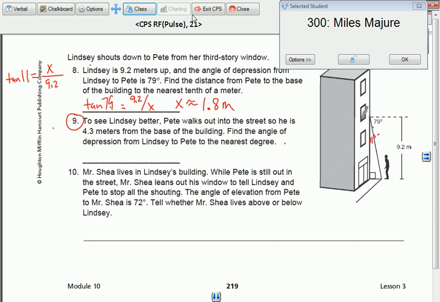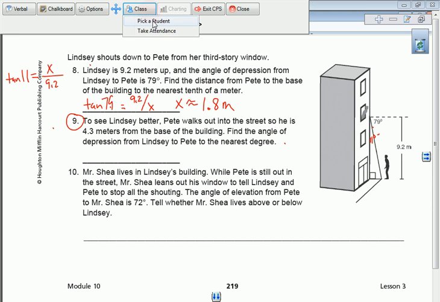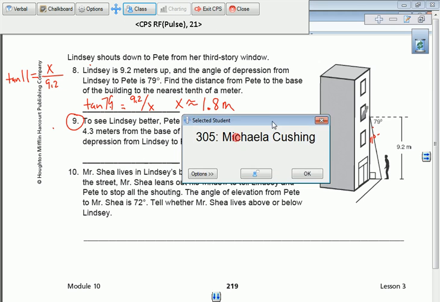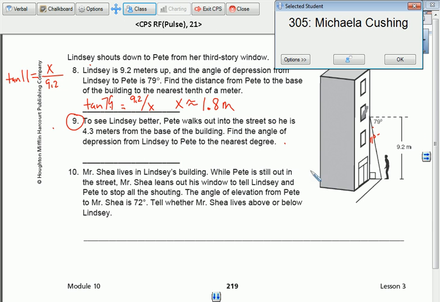Okay. Number 9. Let's see who's going to help me set up number 9. Michaela. So he's walking further out, so he's backing up, backing up. So this distance is now 4.3 meters.